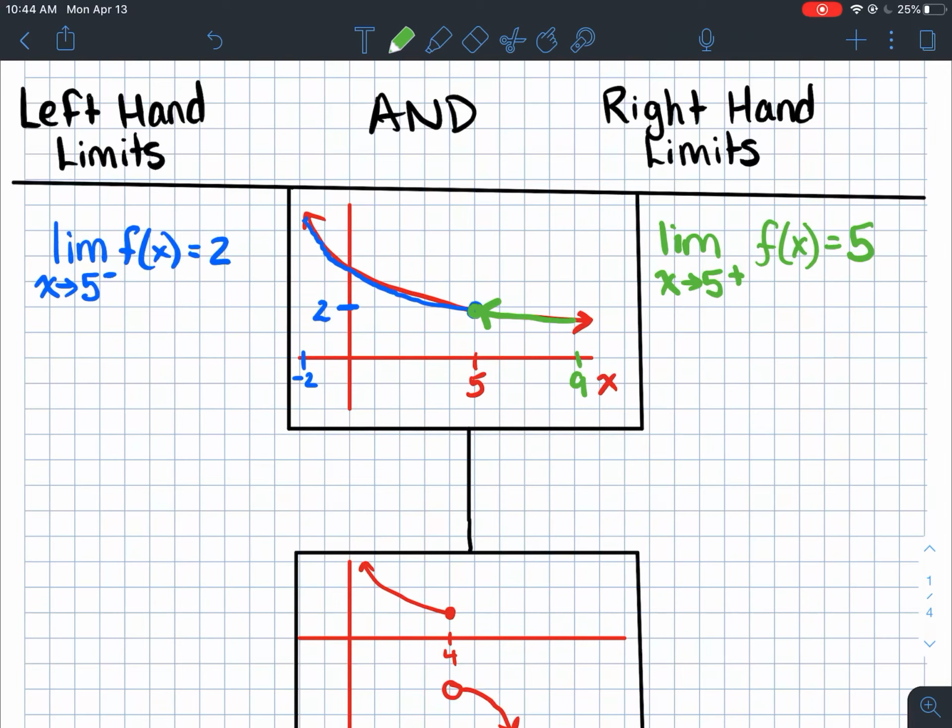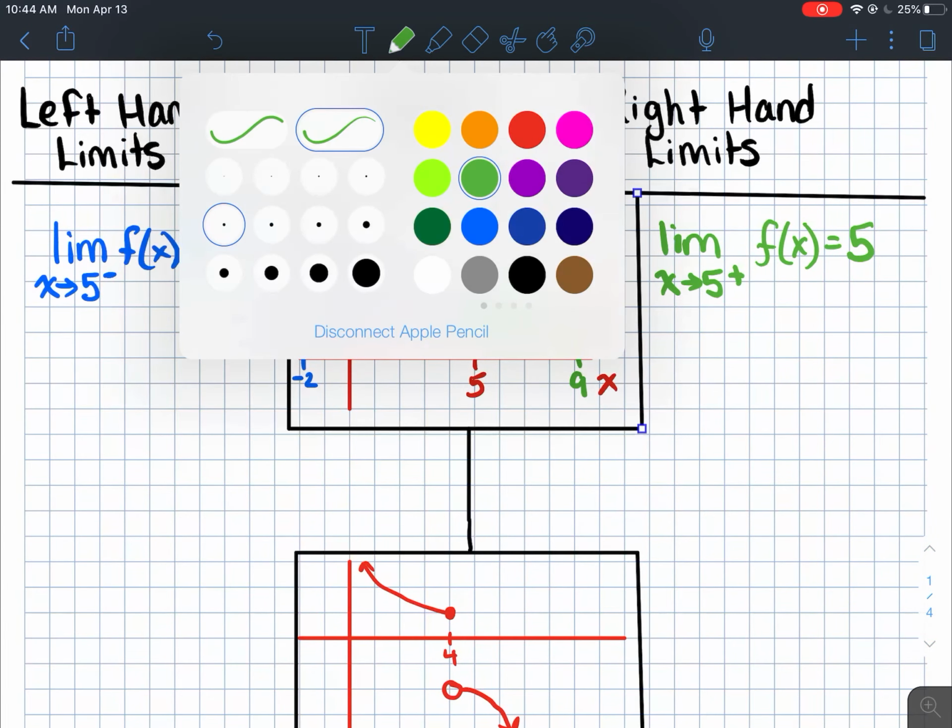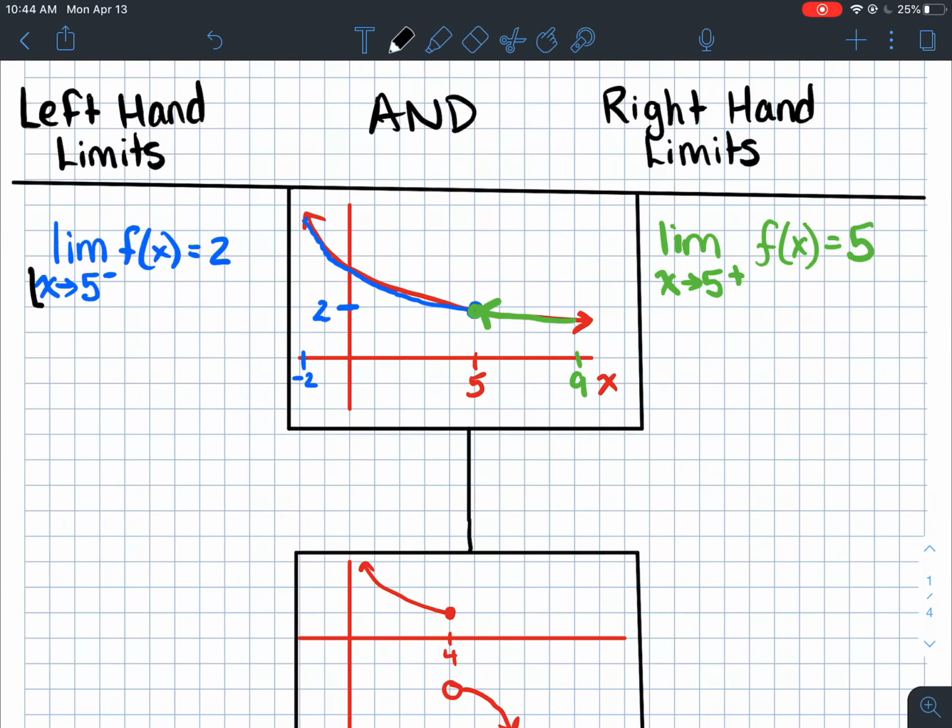Okay, so anyways, that's a left-hand and a right-hand limit, we call it. We're looking at the x values and seeing what y value they approach. So just to sum up again, we're looking at what the y value is as we approach a certain x value. So we picked 5.